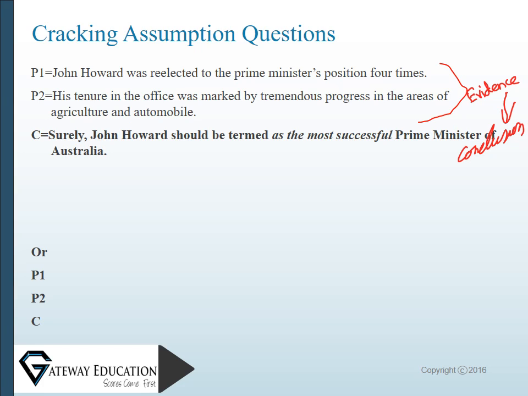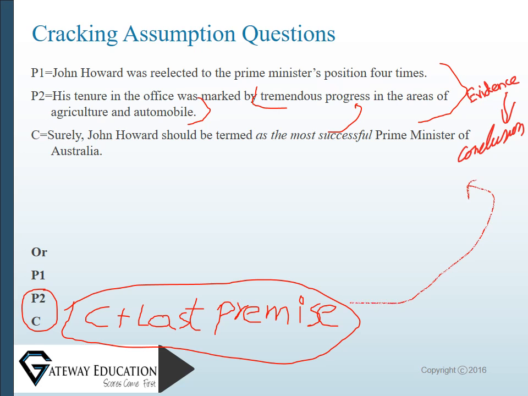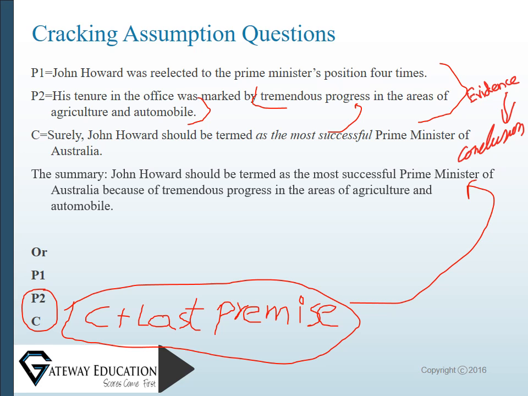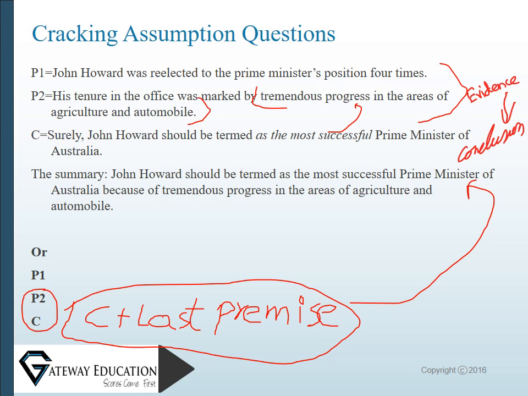Why? The answer to this question, why, comes from premise 2, tremendous progress in the areas of agriculture and automobile. Now the conclusion and premise 2, both of them help me draw the summary. The summary, as it is written here on the slide, is: John Howard should be termed as the most successful Prime Minister of Australia because of tremendous progress in the areas of agriculture and automobile. This is the art of drawing the summary.